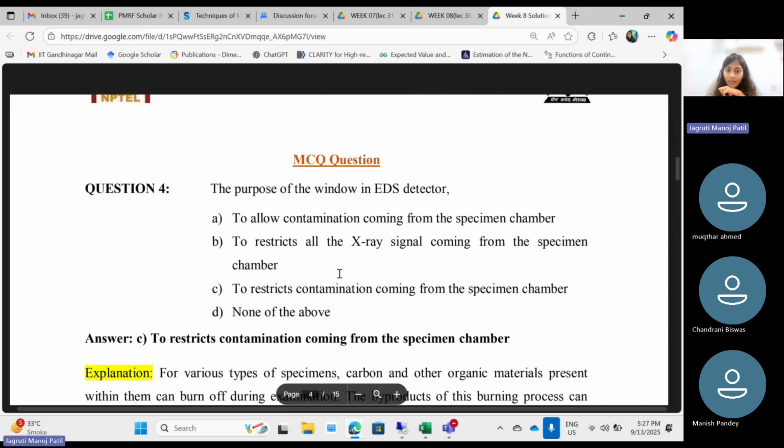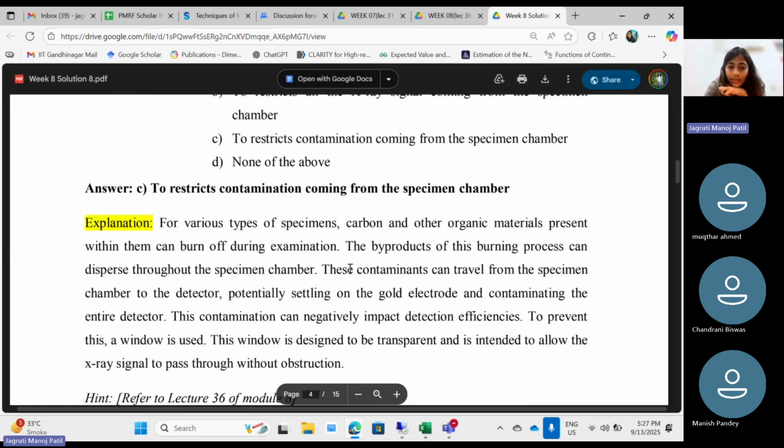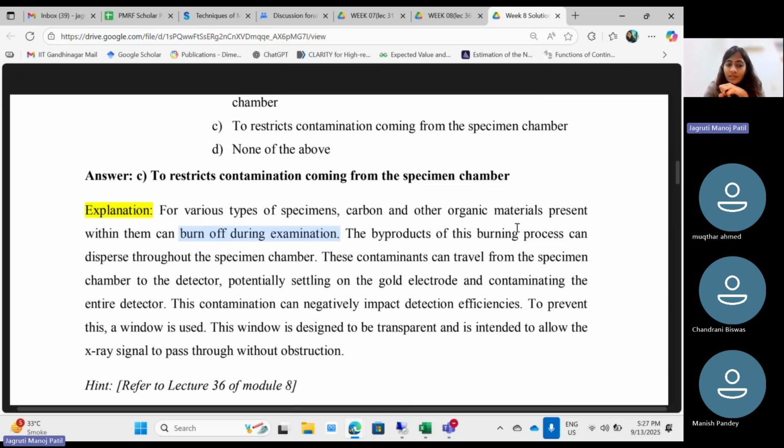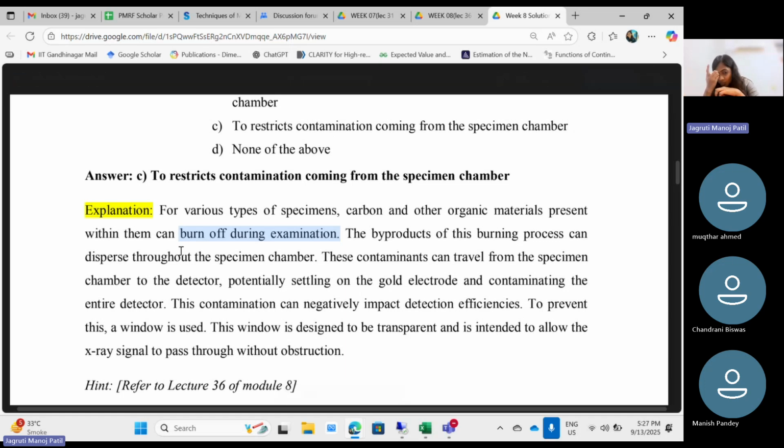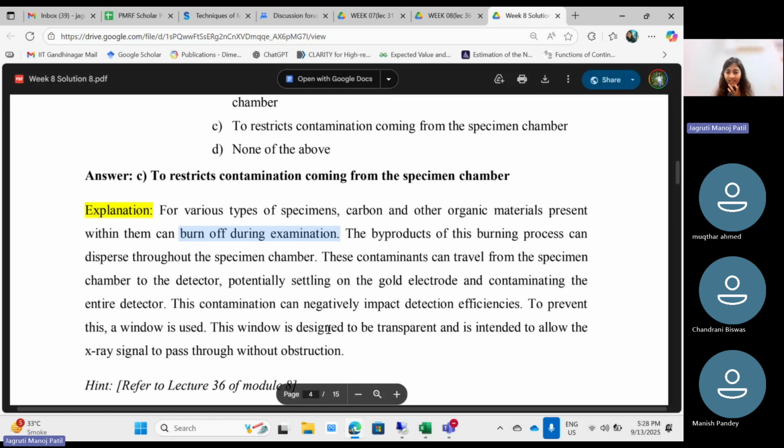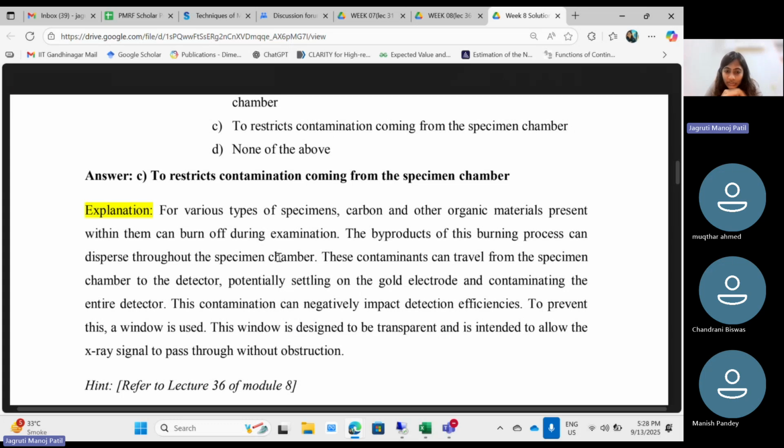Then next is the purpose of the window in the EDS detector. What is this particular window? It is there to prevent contamination coming from the sample specimen chamber. For various types of specimens, you don't want them to be burned off, so that's why you have that particular window. Contaminants can then travel away and potentially won't settle onto your electrode, so that your electrons are fine. Hence that window is designed to be transparent, intended to allow all the X-ray energy to pass without any obstructions. Okay.